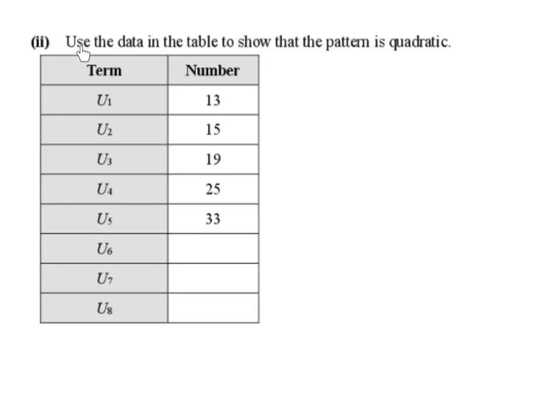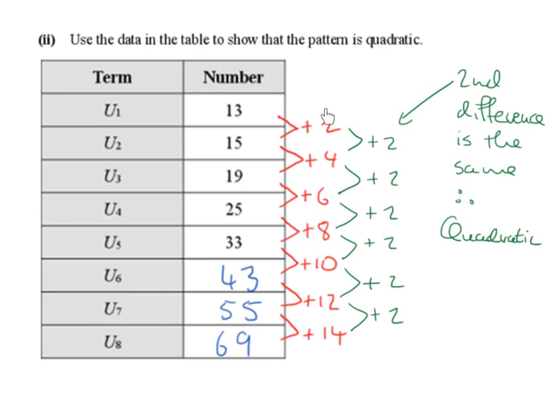Part 2. Use the data in the table to show that the pattern is quadratic. So the red numbers here we would call the first difference. We found the difference between each of the terms. The difference between 13 and 15 was 2. The difference between 15 and 19 was 4, and so on. So in red we have our first difference.